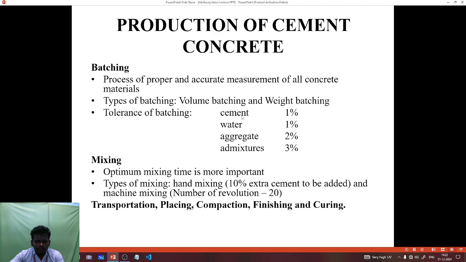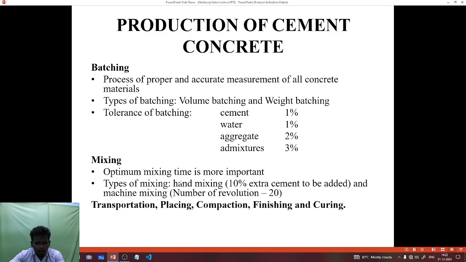Tolerance of batching: cement can be increased or decreased by 1%, for water 1% is allowed, for aggregate 2% is allowed, and for admixture 3% is allowed. And if it goes more or less than the allowed percentage, the mix will not be suitable for that working manner.